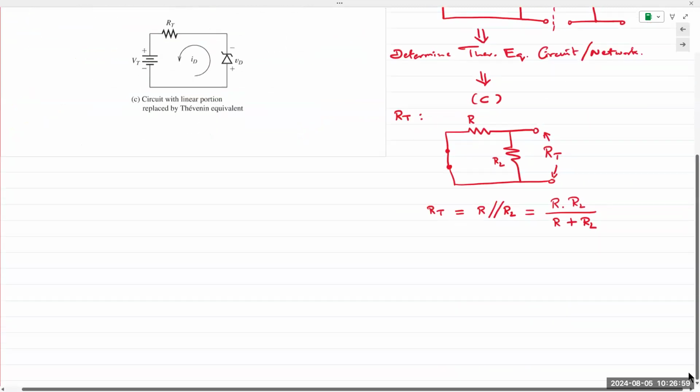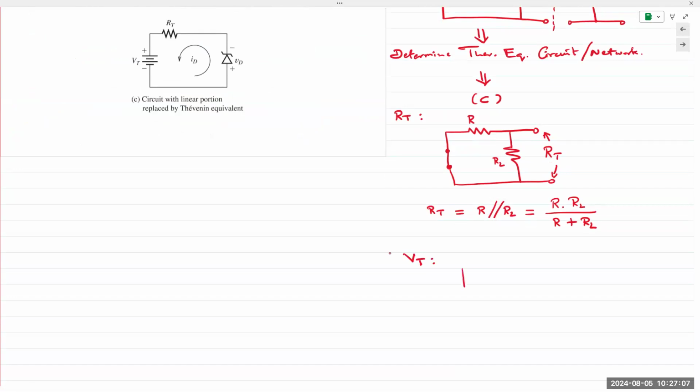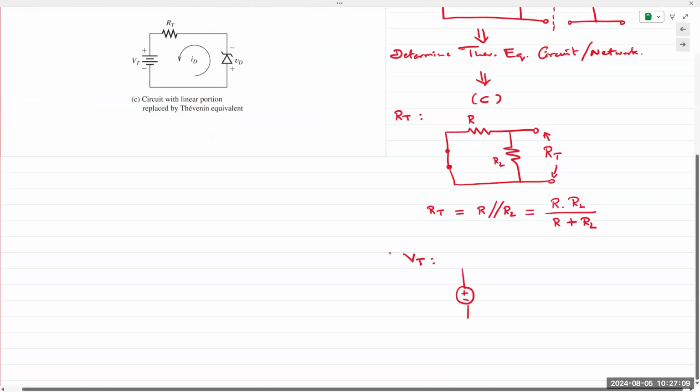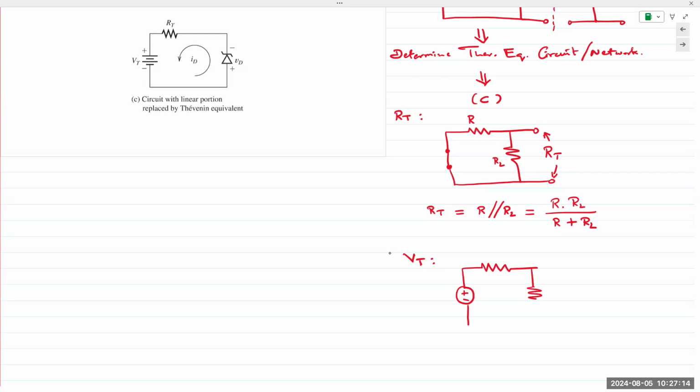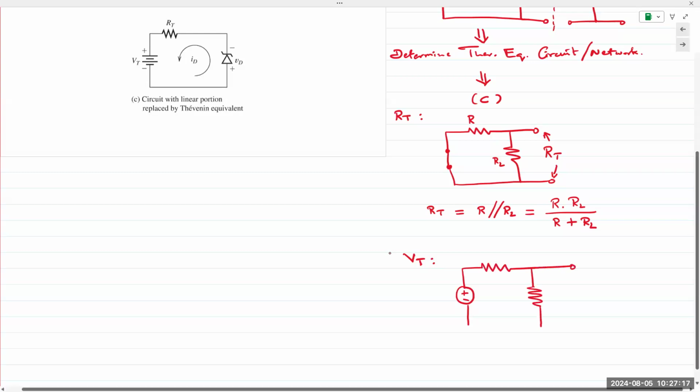Then let's go to Thevenin voltage, which is VT. And for Thevenin voltage, we go back to our original circuit. We have VSS, R, RL. And then we find VT at the output terminals. So this is RL, this is R, VSS.